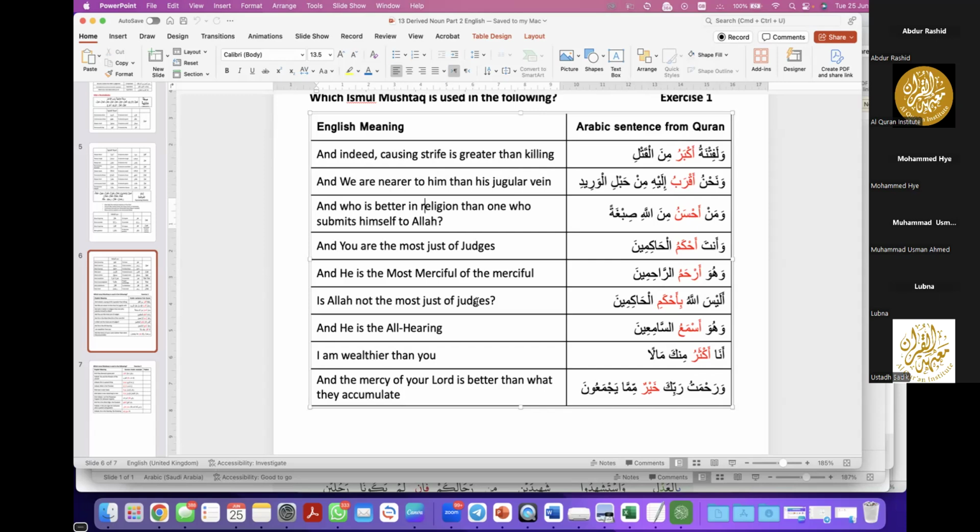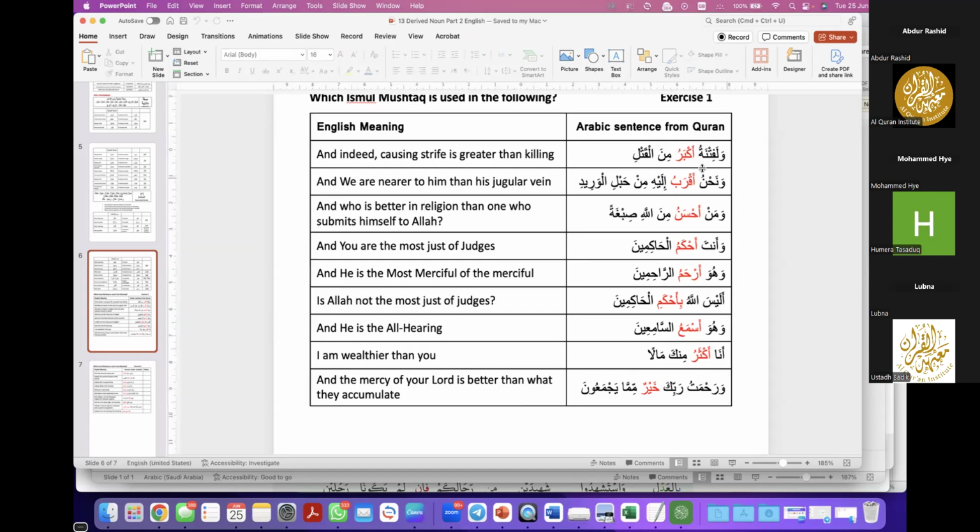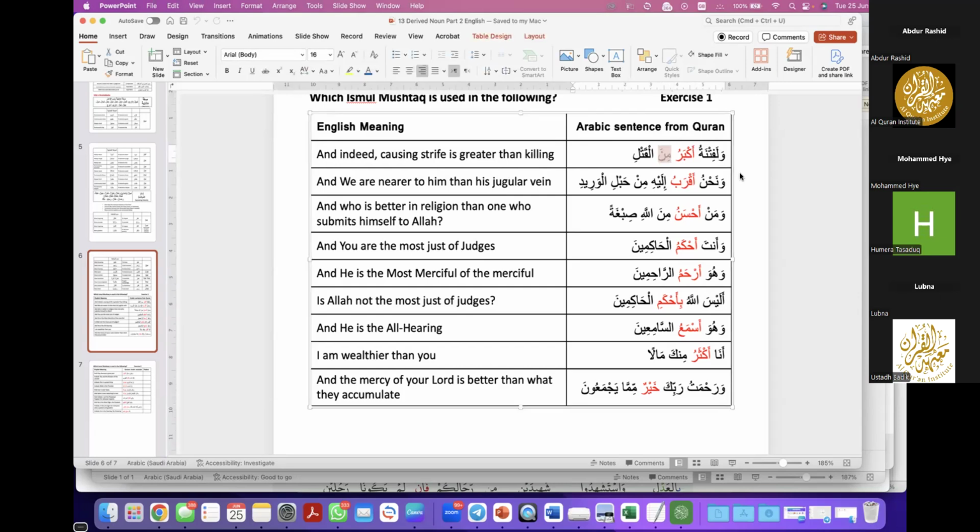Brother Mohammed, do you want to have a go? No, I'm tied up at the moment. Sorry. No problem. Sister Umara? Yeah, ismut tafdil. Why? What tells you this is ismul tafdil? Because the pattern is akbaru, af'alu, and it deals with comparison and superlative degree.